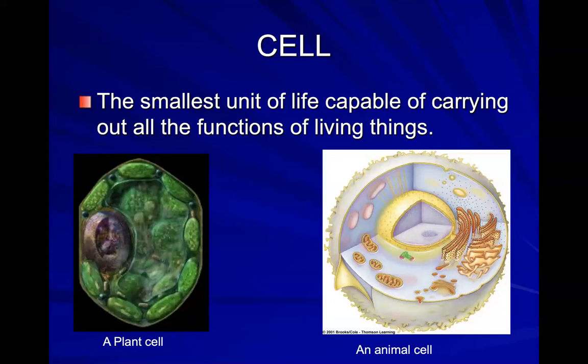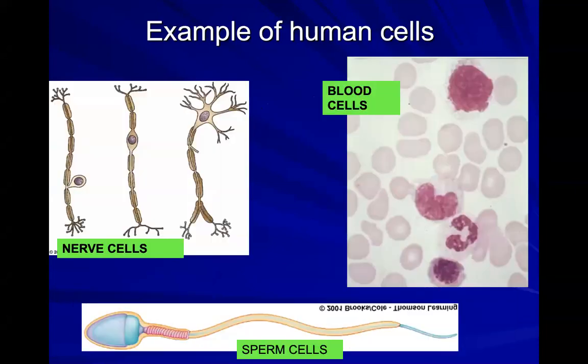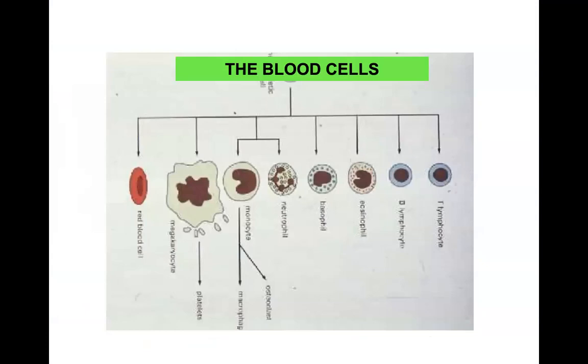So we begin with the cell. Cell is the smallest unit of life capable of carrying out all the function of living thing. So there are two types of cell, plant and also animal cell. So this is the example of cell. Nerve cell, blood cell, sperm cell, and so on. You should know the function of each cell. For example, sperm cell, the function is to what? I think this one is very important for you to know yourself.